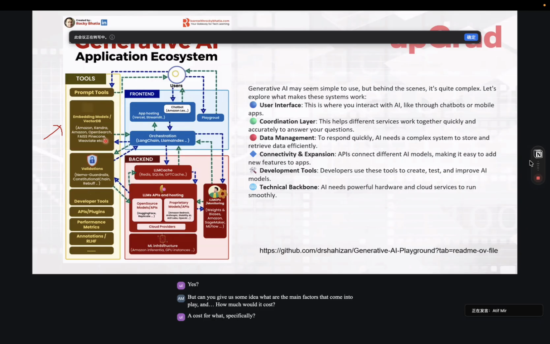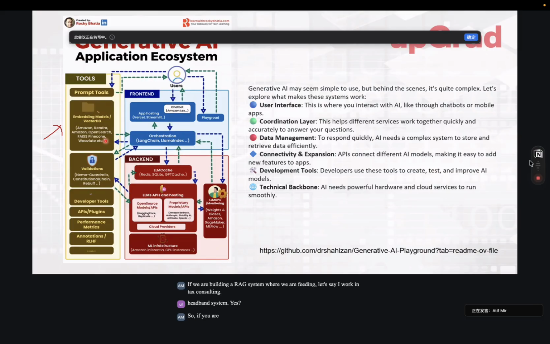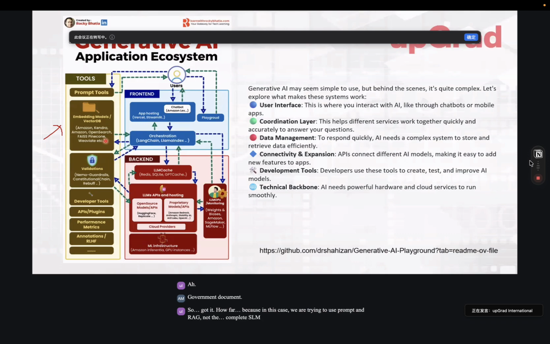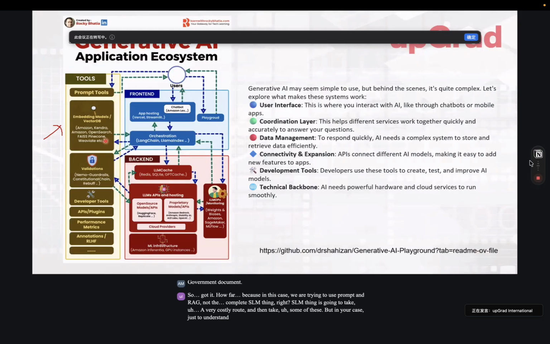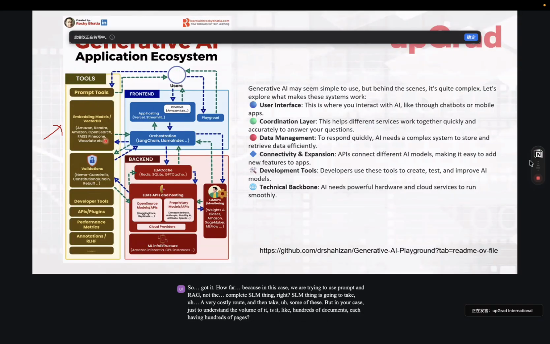If we are building a RAG system, let's say I work in tax consulting, we are feeding tax court cases, tax memos, government documents. Got it. In this case we are trying to use prompt and RAG, not the complete SLM thing, right? The SLM route is going to be very costly. But in your case, just to understand the volume, is it like hundreds of documents, each having hundreds of pages?